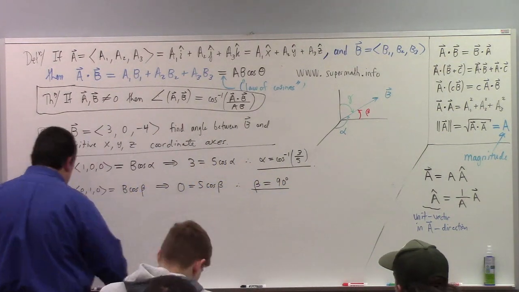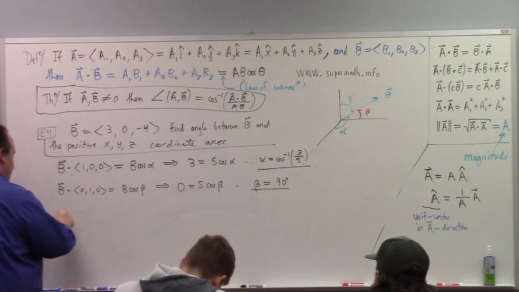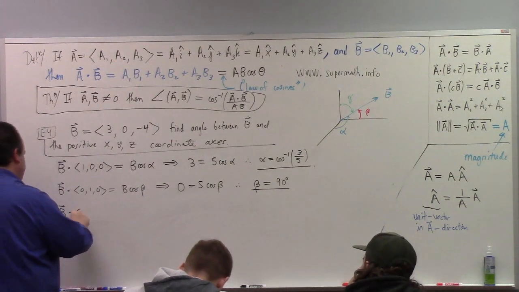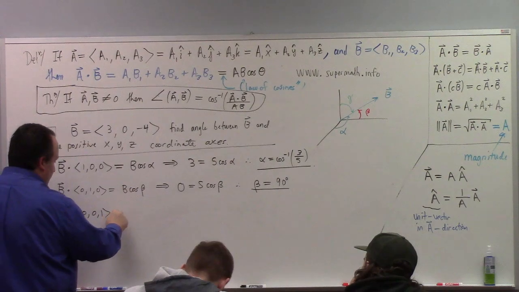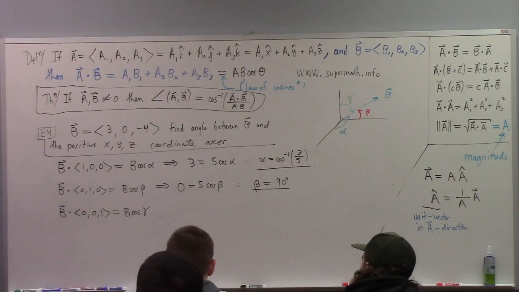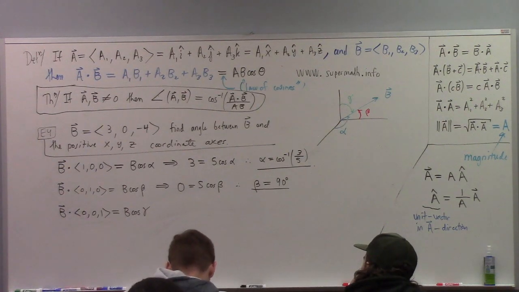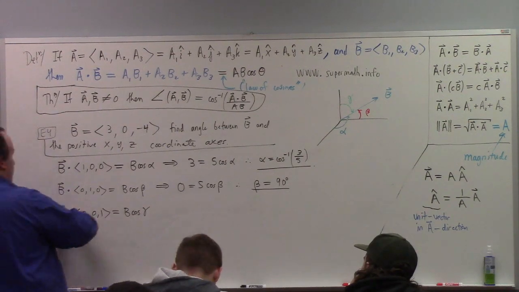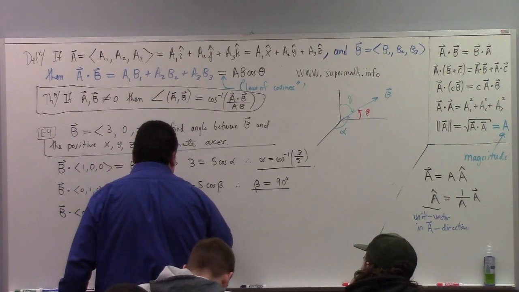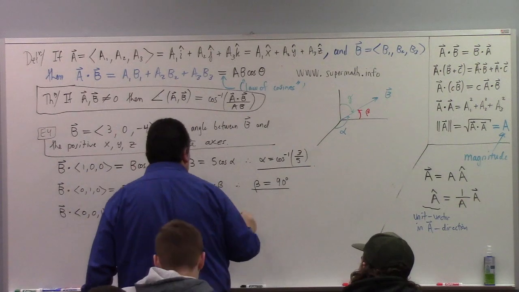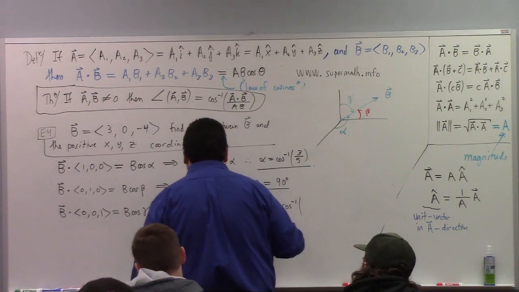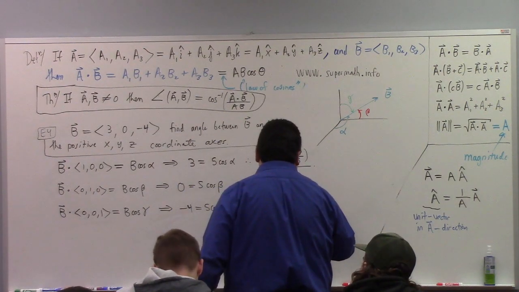Let's see here. B dot 0, 0, 1. So this should calculate the angle between B and the z-axis. B cosine gamma, right? But what's the dot product of 0, 0, 1 and B? We get 0 plus 0 minus 4. So we get minus 4 is equal to 5 times the cosine of the angle, gamma. Therefore, gamma is equal to inverse cosine of minus 4 over 5.